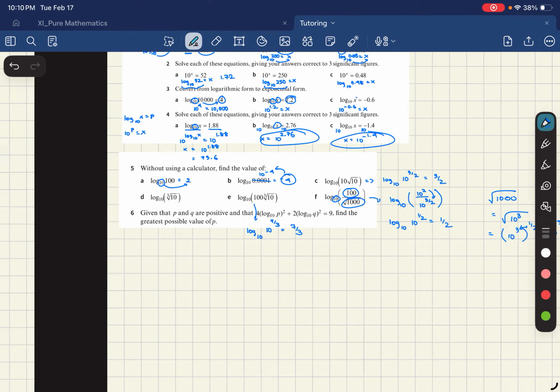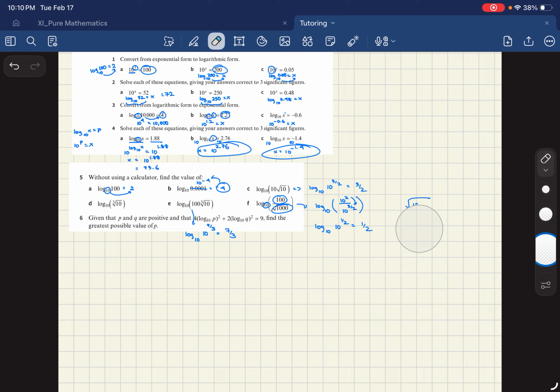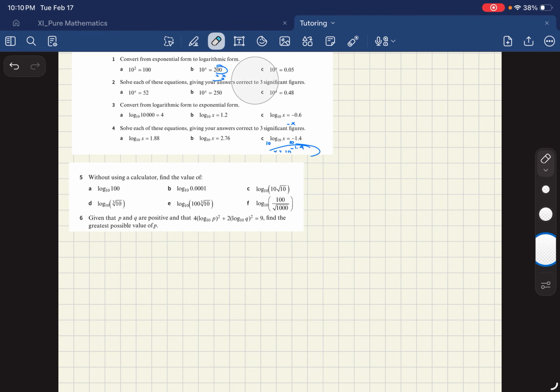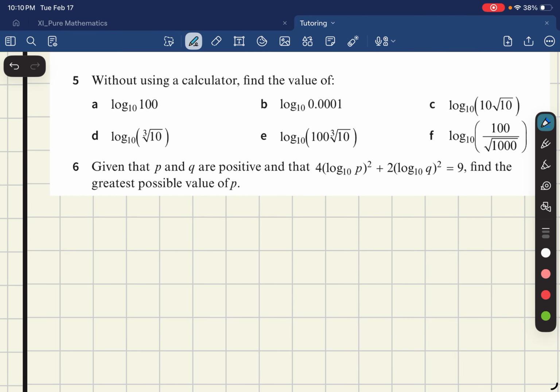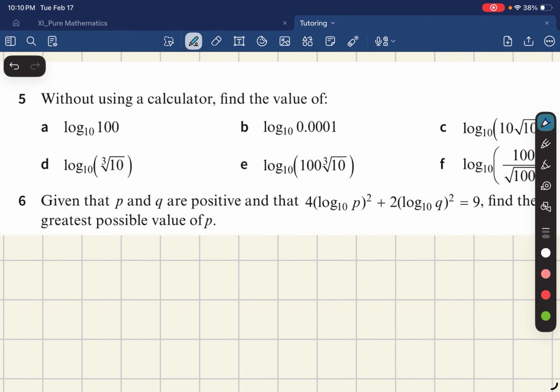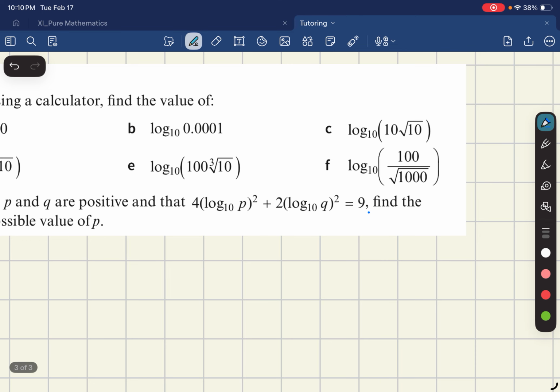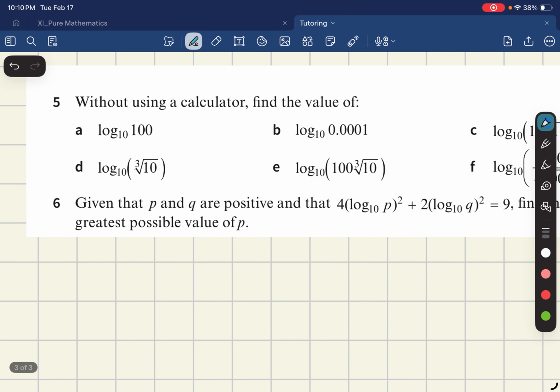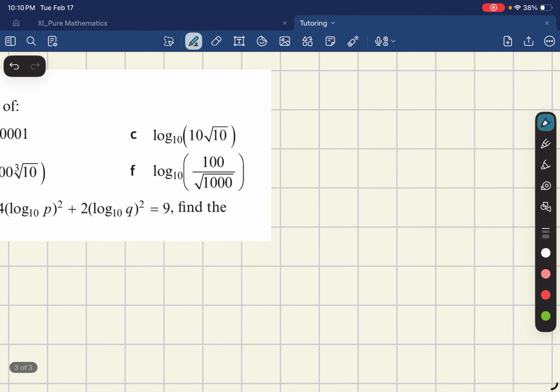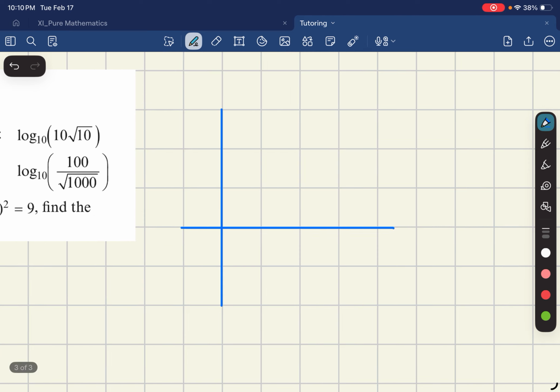So now the final question, this is a slightly more interesting question, is that given that P and Q are positive and that this expression equals 9, find the greatest possible value of P. And this is where I want to go back to my graph of, let's say, log base 10 of P, or X.